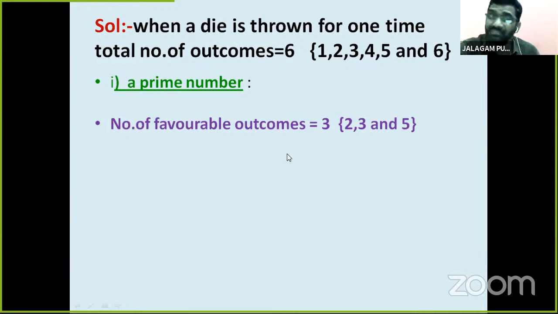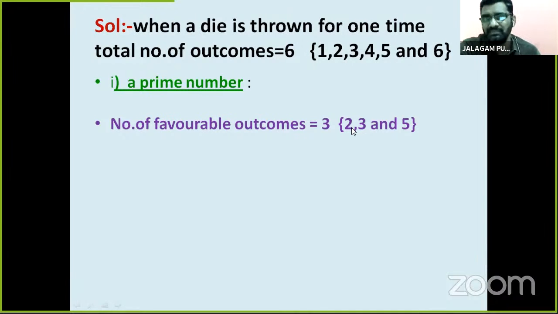What is the definition of a prime number? We already learned it in our previous class. A prime number is a number which has only 2 factors, that is, 1 and itself. So 1 is not a prime number, and it is also not a composite number.